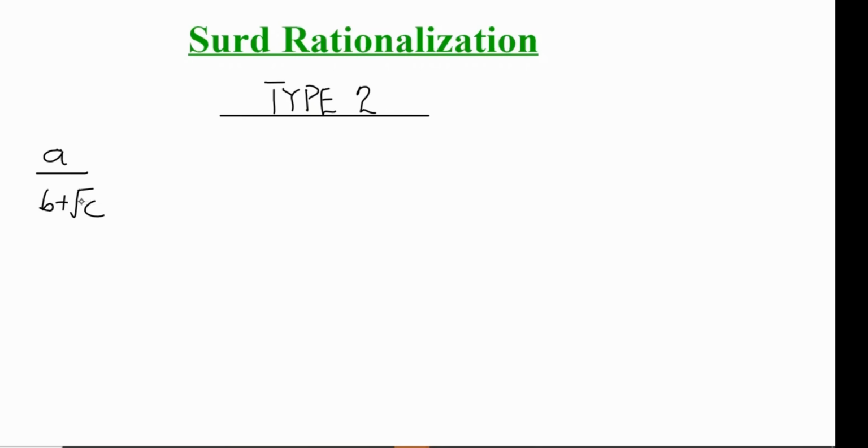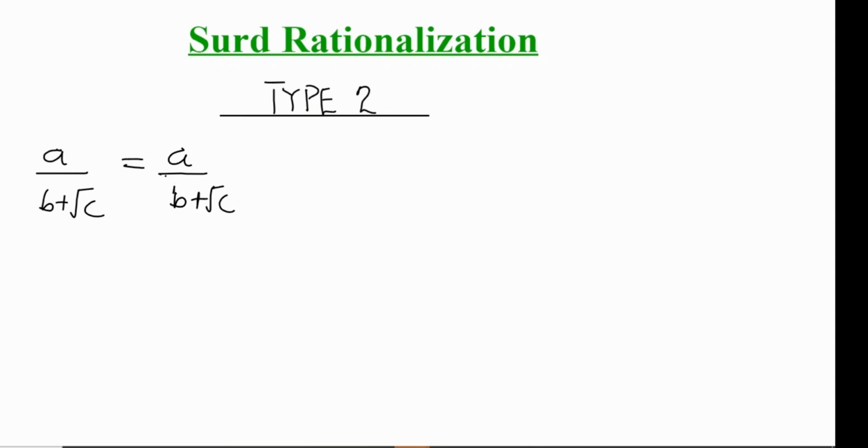Unlike type 1, it was only a fraction where the denominator happens to be a surd only. Now in this case, there is a rational number being added to a surd. So how then do we solve questions like this? So in questions like this, it means that we are still going to rationalize by multiplying both numerator and denominator. But in this instance, there is a caution. Now let's look at it. So we have a out of b plus square root of c.